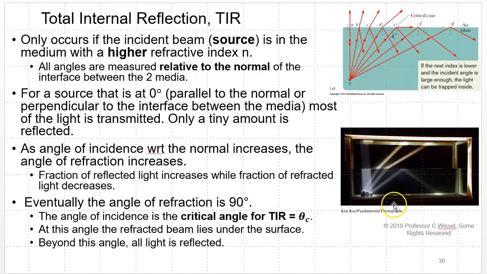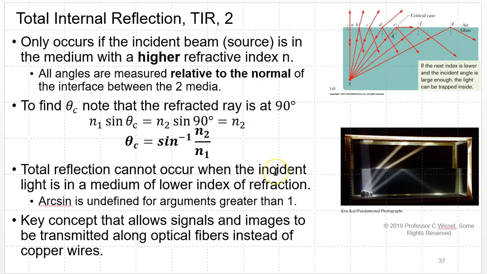And notice here's a reflected ray that's weak. Here's a reflected ray from here that's stronger. Eventually, all the light's reflected, and none of it gets refracted. You can sort of see how bright the spots are there. Now remember, this only occurs if the incident beam from the source is in the medium with a higher refractive index. All angles are measured relative to the normal, the interface between the two media.